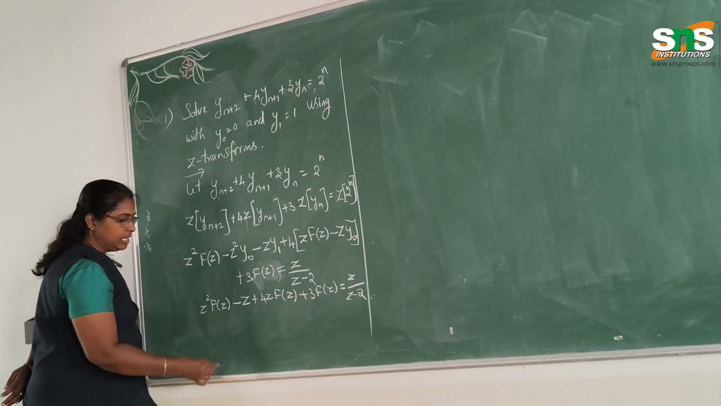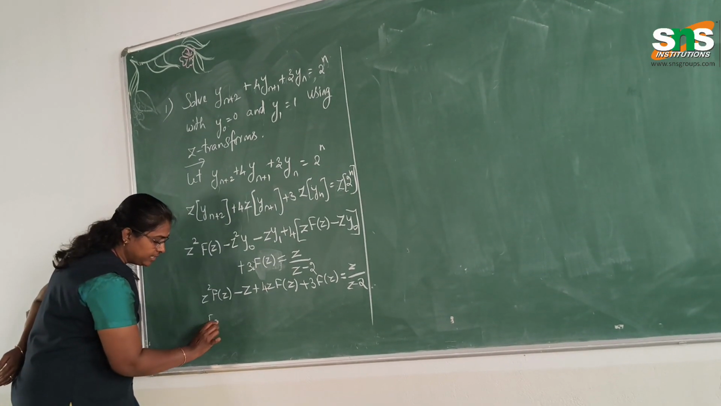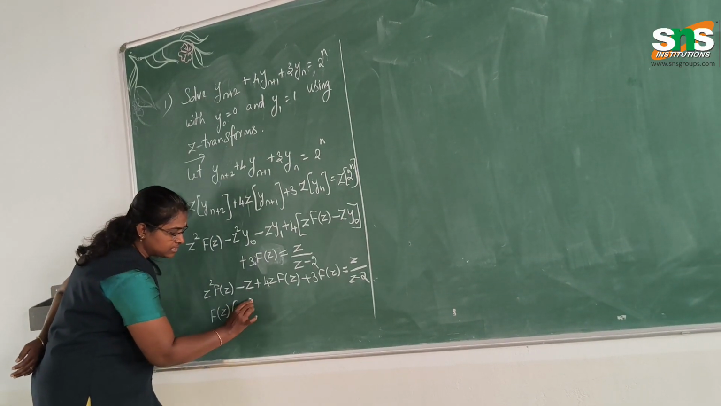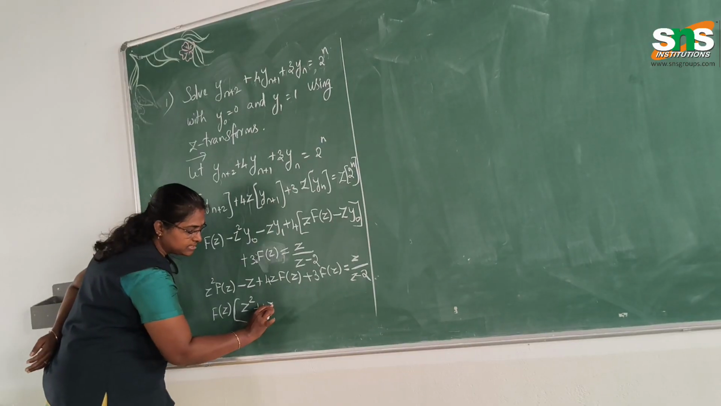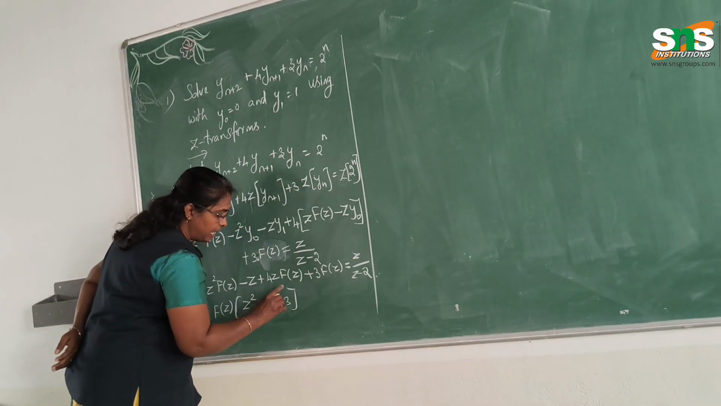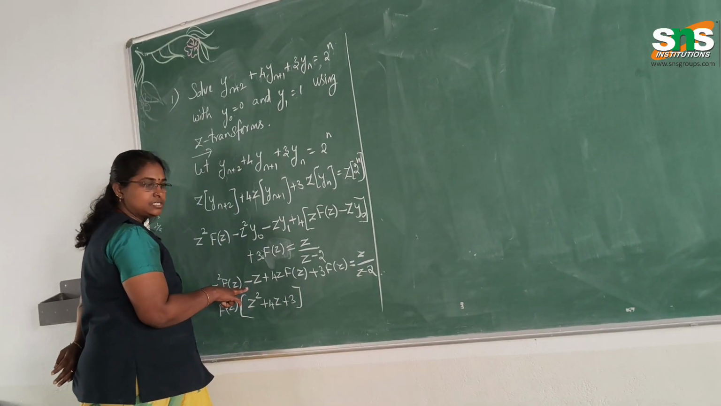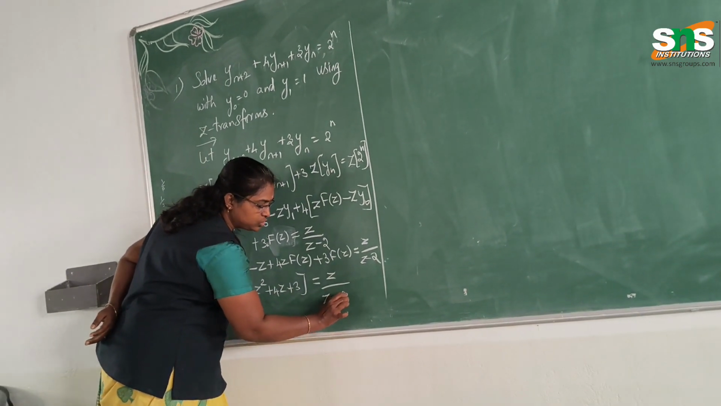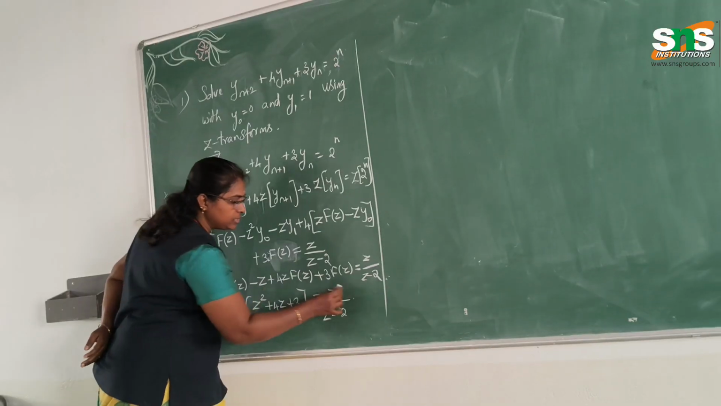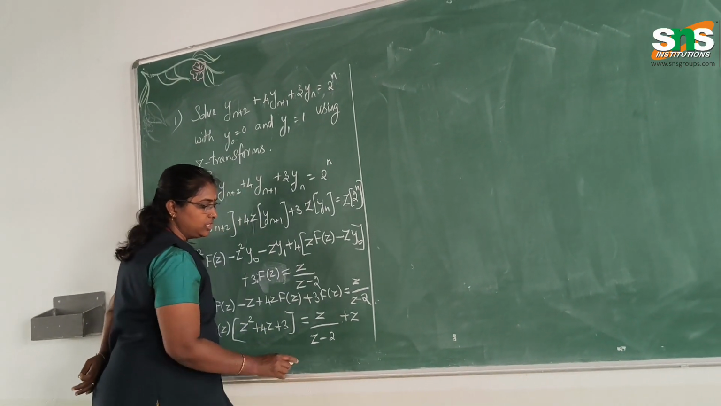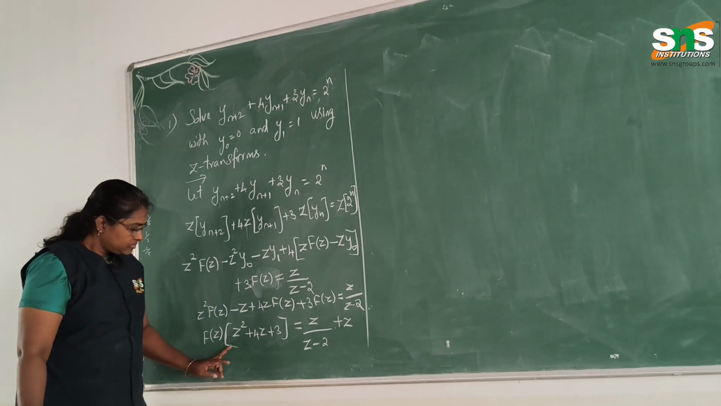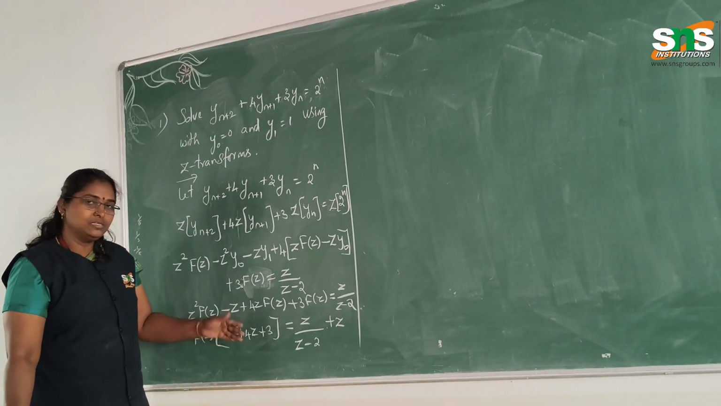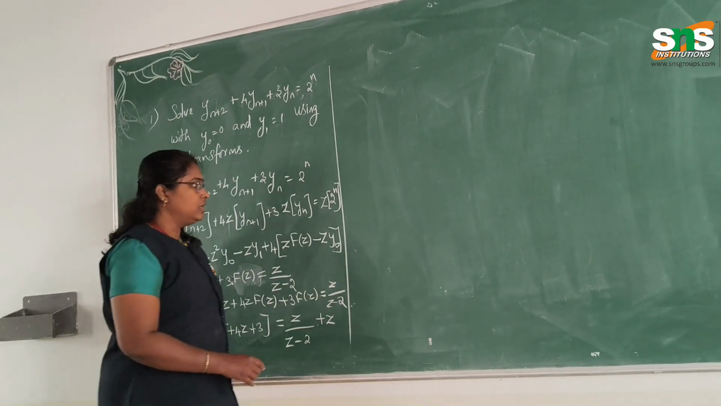Then collect all the F(z) on one side. Collecting F(z), in the first term z squared plus 4z plus 3 will come, and then the extra 1 minus z we are having, take it to the right side. z divided by z minus 2 minus z becomes plus z. After this, this looks like the given equation. If we get like this, we are doing it correctly.